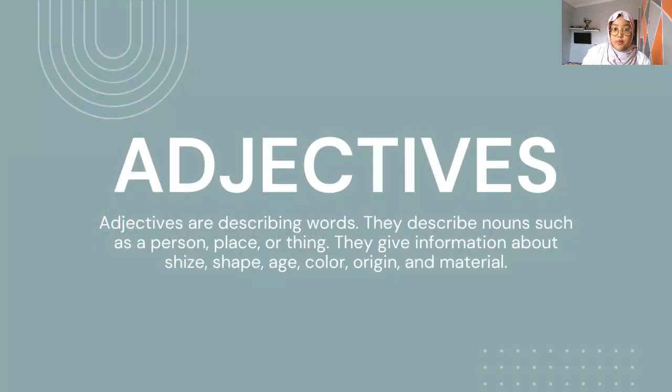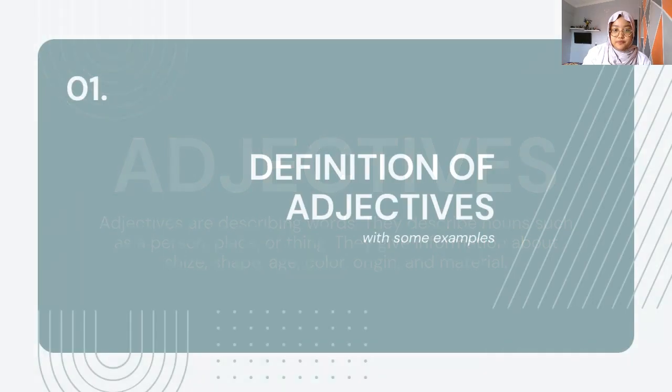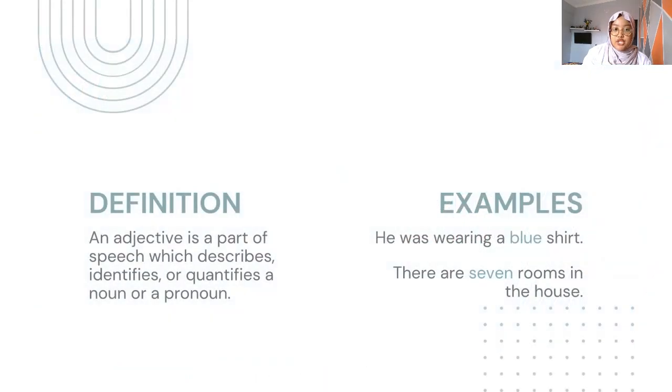Adjectives are describing words. They describe nouns such as a person, place, or a thing. They give information about size, shape, age, color, origin, and material. Definition: an adjective is a part of speech which describes, identifies, or quantifies a noun or a pronoun. For example, he was wearing a blue shirt. Blue describes the noun shirt, specifying its color.